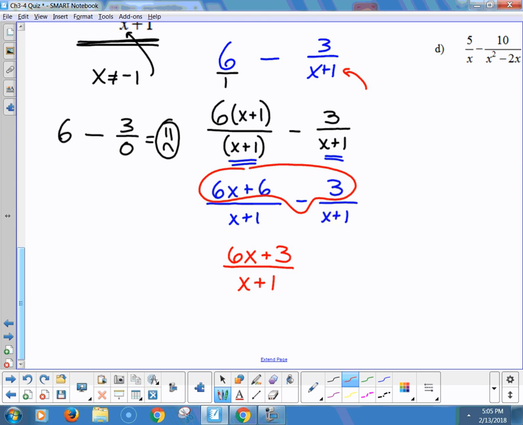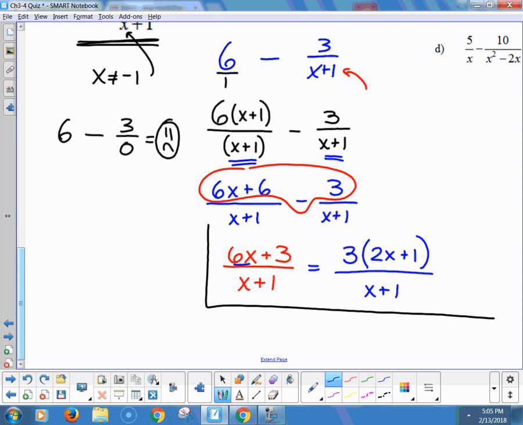Some people tried to factor and reduce. The top does factor. A 3 can come out of the top, but in order to get a 6x, you'd have to multiply that by 2x plus 1 divided by x plus 1, and nothing reduces. And so you could have left this as your answer, but notice I left a little spot over there because it equals that only as long as x does not equal -1. You needed that excluded value.